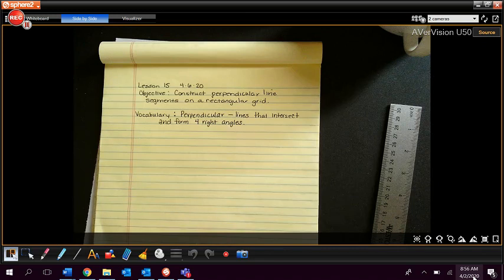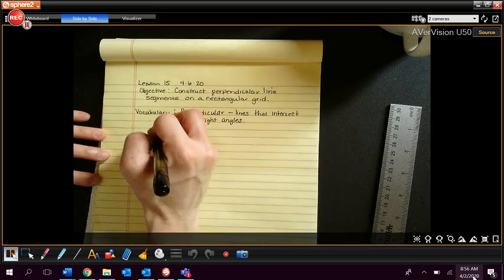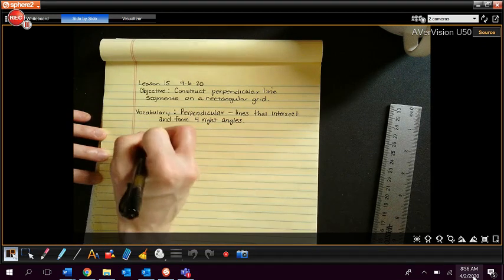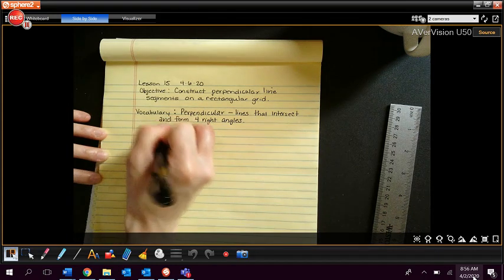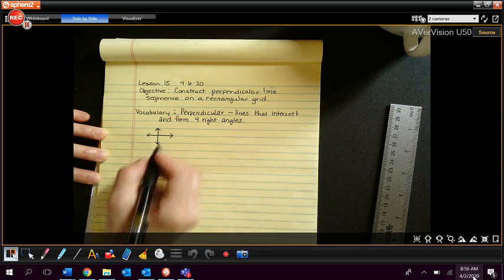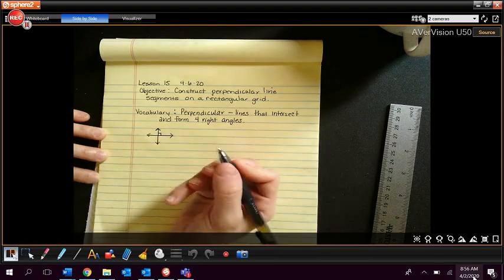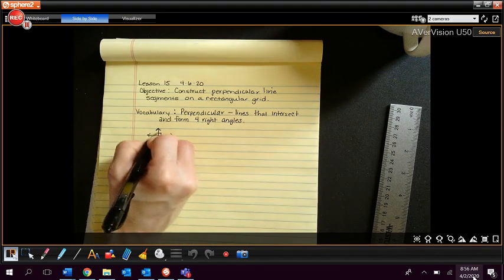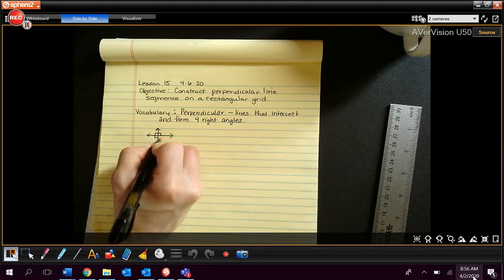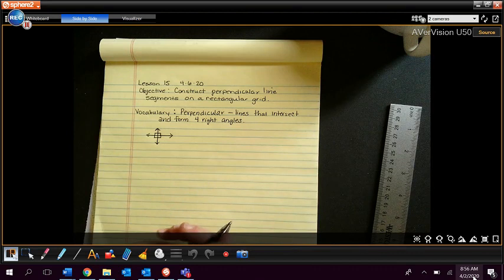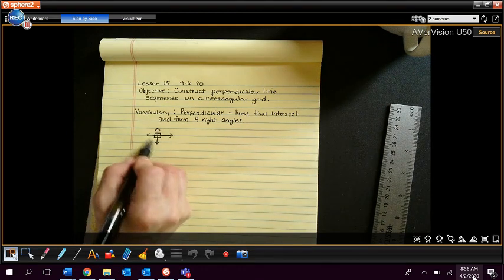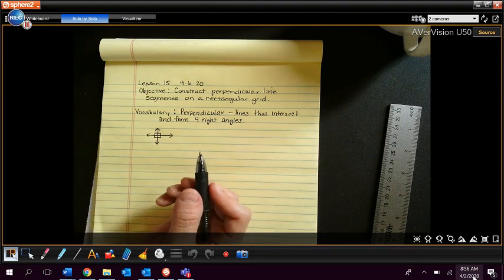Now I am going to give you an example. Let's say we have something like this. I'm drawing my lines. Remember, this forms a right angle, this forms a right angle, this forms a right angle, and this forms a right angle. So that right there would be considered perpendicular lines.